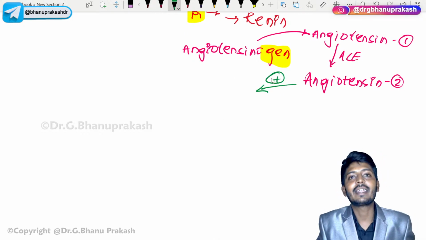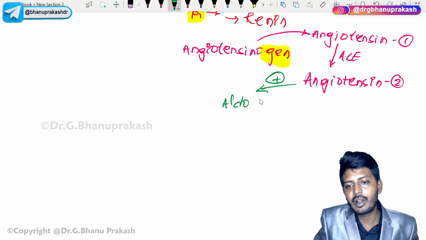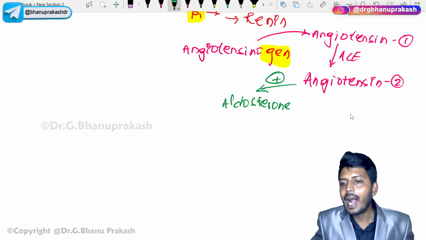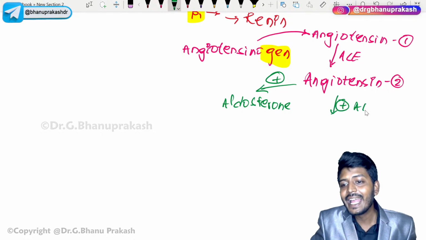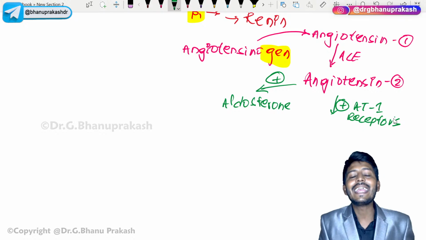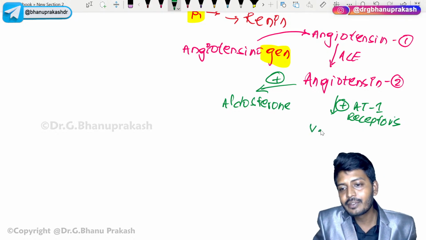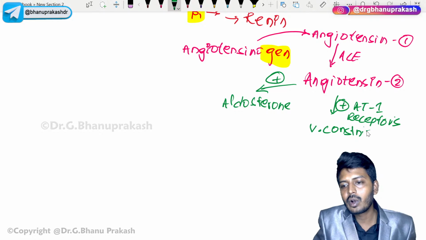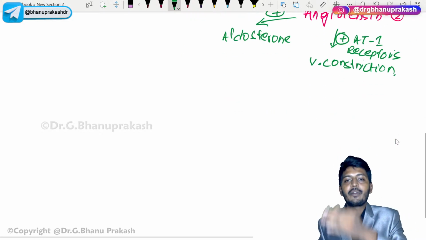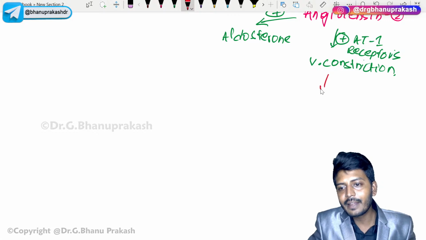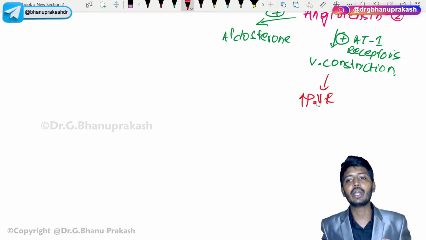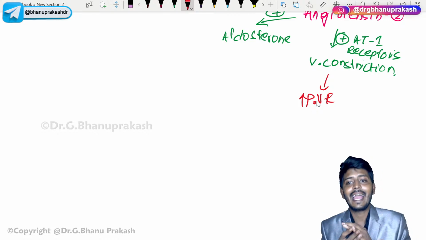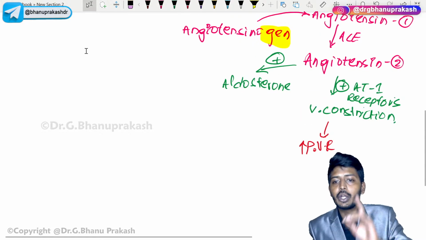Now this angiotensin 2, remember, is a very important aspect. It will go and activate production of your aldosterone. And also, my dear students, it will activate the AT1 receptor. Once the AT1 receptors are activated, that will cause vasoconstriction. Because of the vasoconstriction, that will automatically increase the peripheral vascular resistance. So this is what is going to occur during RAAS activation.